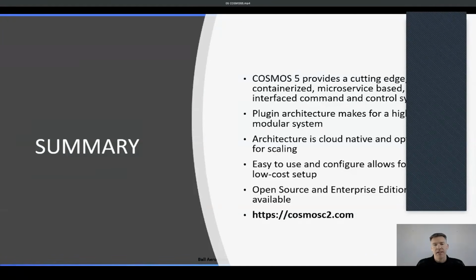Cosmos 5 provides a cutting-edge, containerized microservice-based web interface command and control system. Its plug-in architecture makes for a very highly modular system which allows you to upgrade and install new tools. The architecture is cloud-native and optimized for scaling, especially the Enterprise Edition, which runs in Kubernetes. It's easy to use and configure. A lot of our configuration files are simply just text files, which integrates into easy configuration management control.